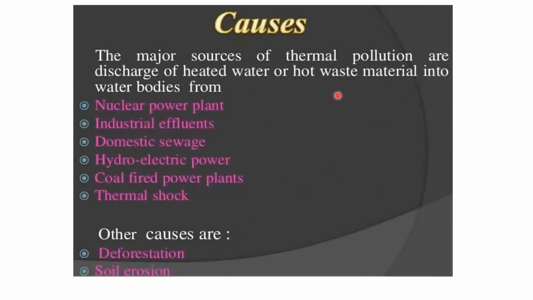The major sources of thermal pollution are discharge of heated water or hot waste material into water bodies from nuclear power plants, industrial effluents, domestic sewage, hydroelectric power, coal-fired power plants, and thermal shock. So these are the causes. We have seen the temperature of ambient water increases, ambient temperature increases, loss of biodiversity, etc., taking place. Other causes are deforestation and soil erosion. These are the main causes of thermal pollution.